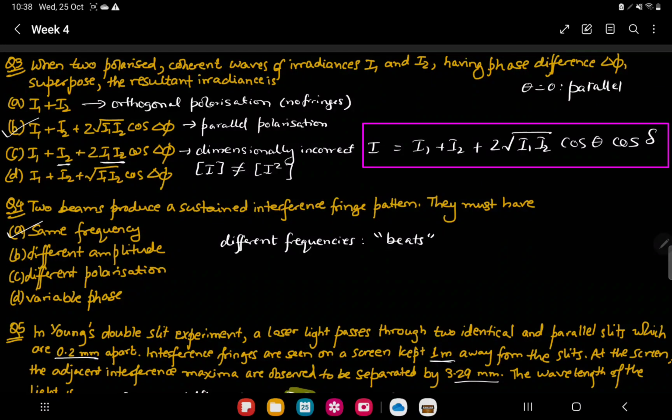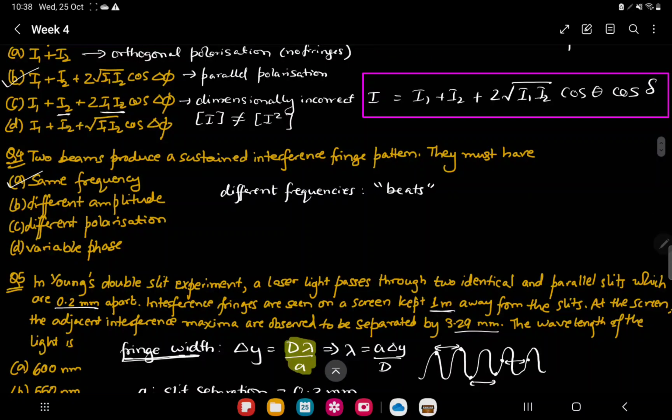Two beams produce a sustained interference pattern when they have the same frequency. We saw in the previous week that for different frequencies we had beats. So in beats, the amplitude keeps varying with time. So that will not give a sustained interference pattern.